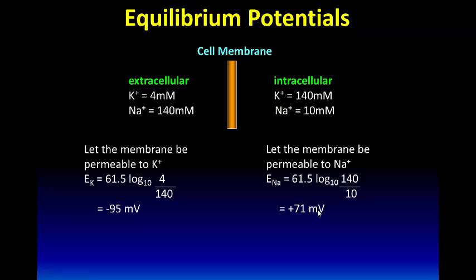If the membrane was permeable to sodium only in the resting state, then sodium ions would have diffused into the cell, bringing positive charges to the inner surface of the membrane. The voltage across the membrane when sodium reaches the equilibrium potential is positive 71 millivolts, which is far away from the measured value for the resting membrane potential.